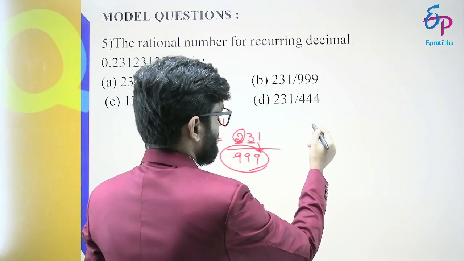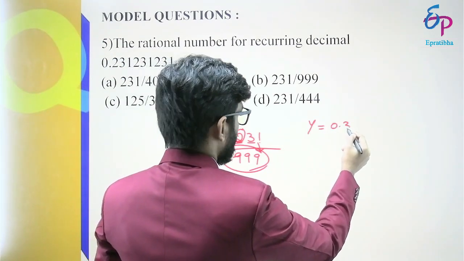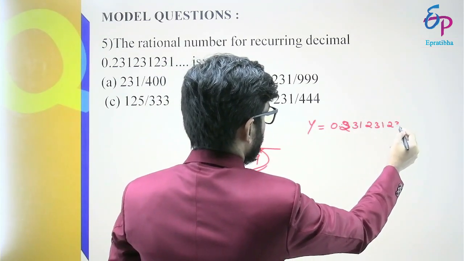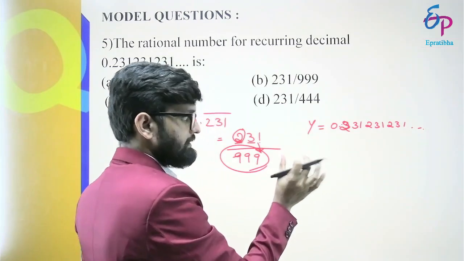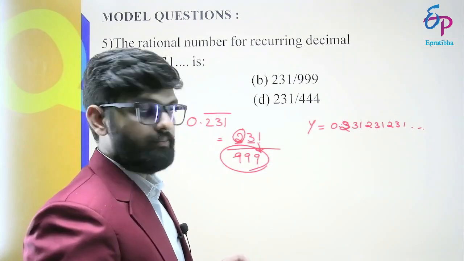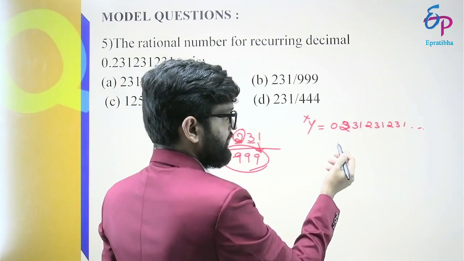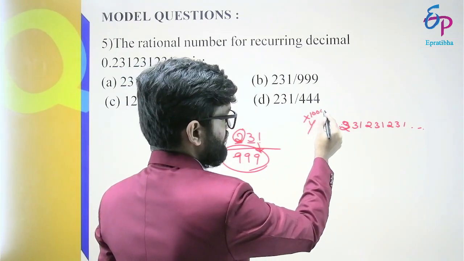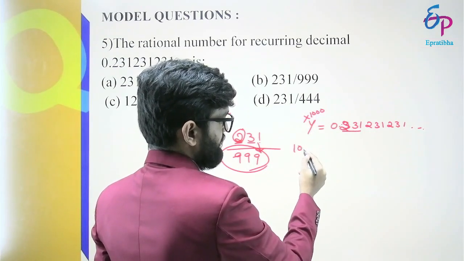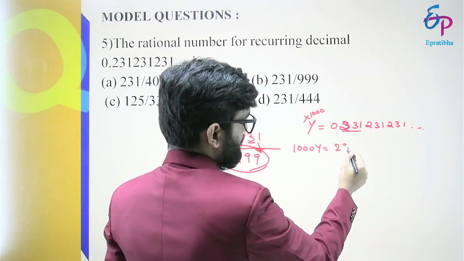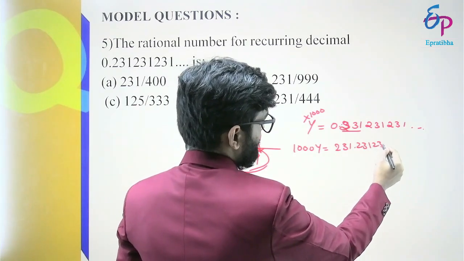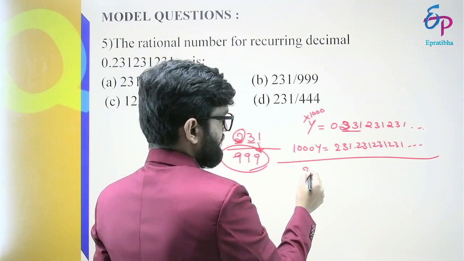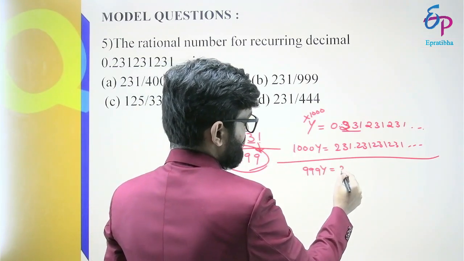So if you want to see how to solve this in the traditional way, 0.231. Our main aim is to cancel this repetition part after the decimal. So how much do I have to multiply in order to make this a p by q form? You multiply with 1000, with 3 zeros. It will be 1000y is equal to 231.231, 231, 231, and so on. 1000y minus y, it is 999y is equal to 231.